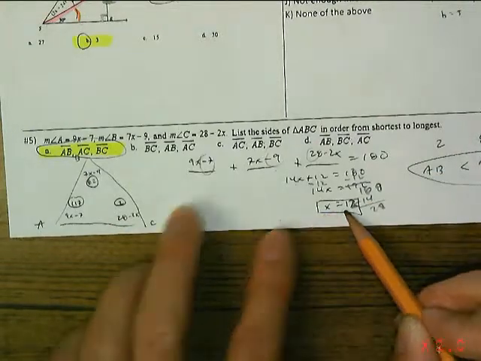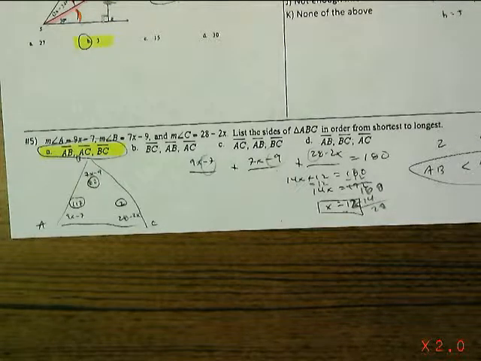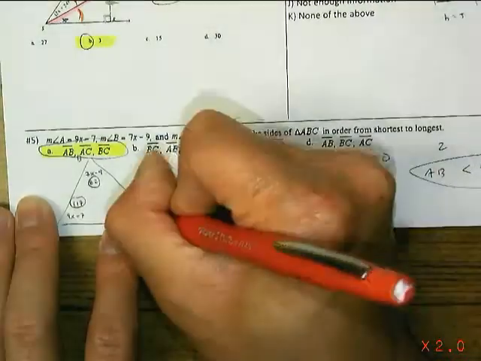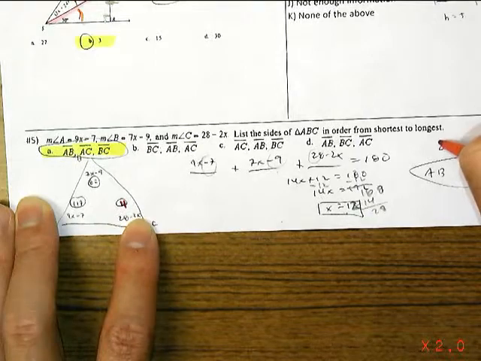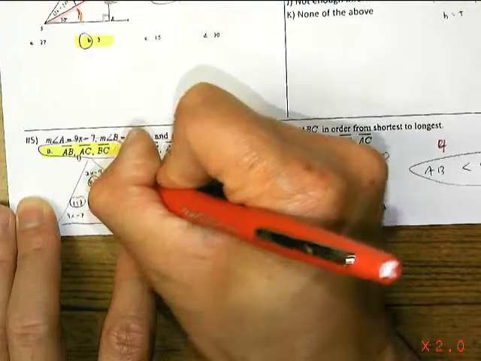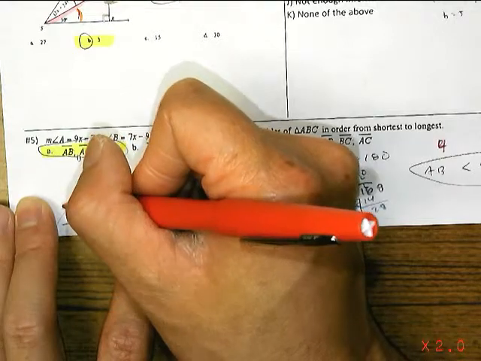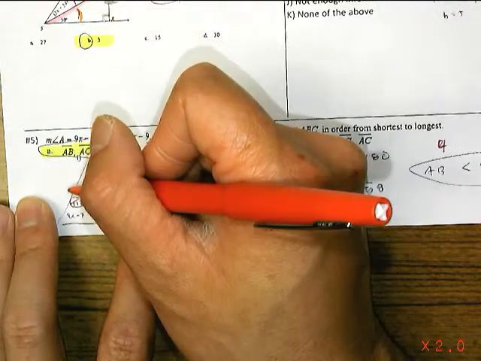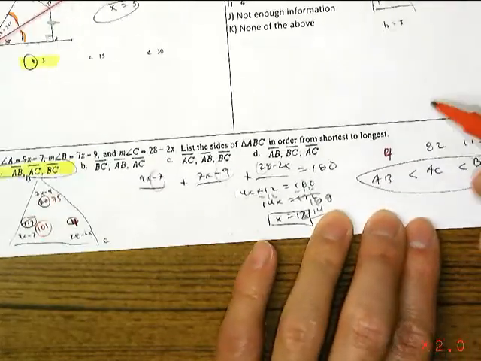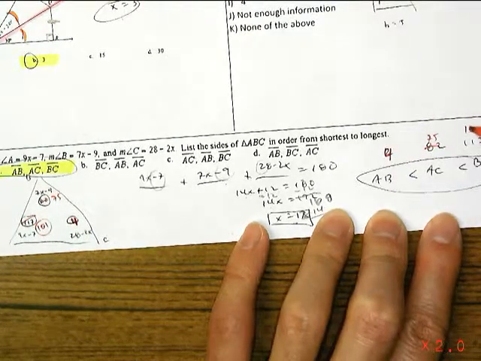If x is equal to 12, I can substitute that into each of my angle measures. This angle is 4 degrees. If I put in 12, 7 times 12 is 84, minus 9 is 75. And 12 times 9 is 108, minus 7 gives me 101. So I'm going to write those angle measures over here, from least to greatest: 4, 75, and 101.